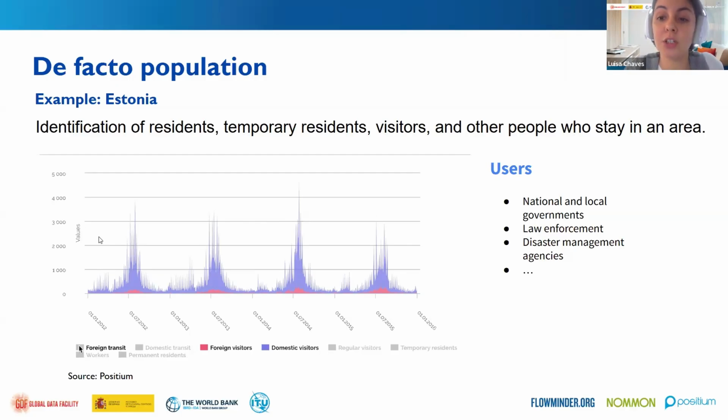But they needed more than just total population counts. They needed to understand seasonal and weekly fluctuations and distinguish between permanent residents, domestic visitors such as workers and students, foreign visitors, and even people in transit. Segmentations that you can have by analyzing long-term mobile data.